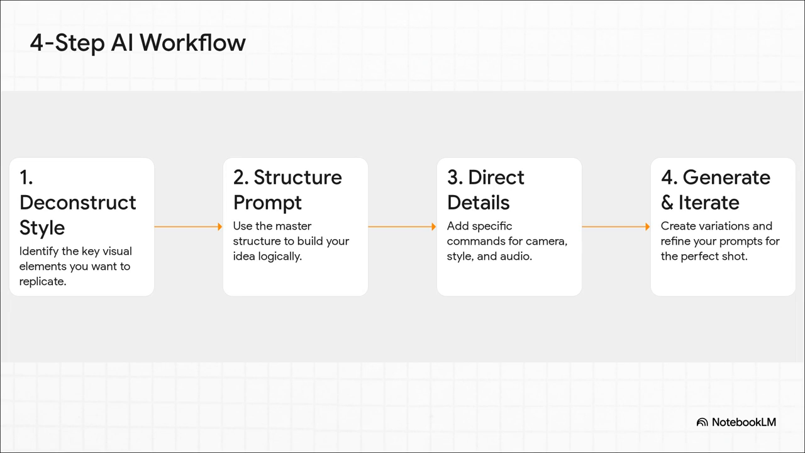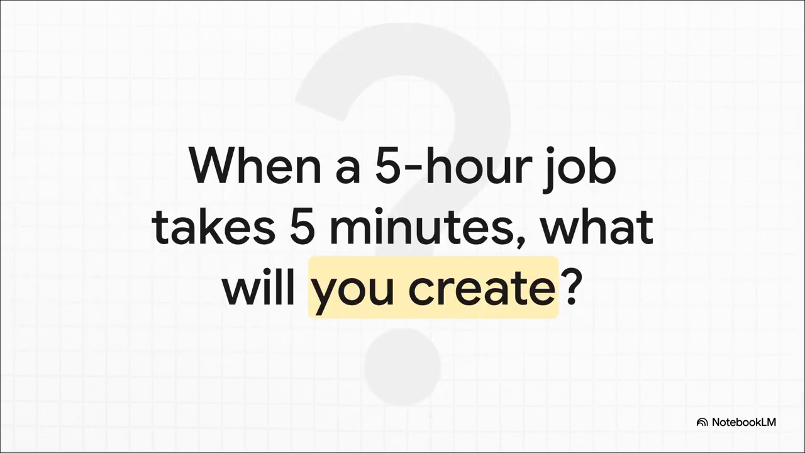1. Deconstruct the style you're going for. 2. Build your idea using that master prompt structure we talked about. 3. Direct the little details, the camera, the style, the sound. And 4. Generate and iterate. The first one might not be perfect, but you just tweak your prompt and try again until you get exactly what you want. And this is the question I really want to leave you with.